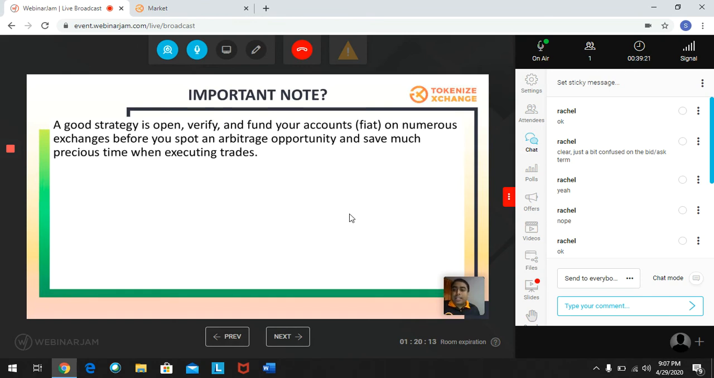Important notice: a good strategy is to open and verify your accounts and get your funds available before you spot an arbitrage opportunity, to save precious time when you want to execute the trade. For example, say you have an account on one platform and you have bought, then you find out platform B has a better selling opportunity. You don't want to waste that precious time signing up on platform B, waiting for it to be verified, then depositing fiat currency. You do not want to waste that opportunity. So might as well have it available for you to use if you want to do this arbitrage.